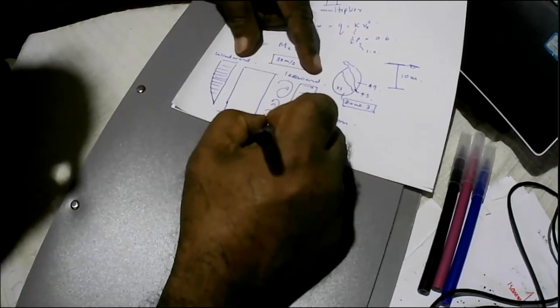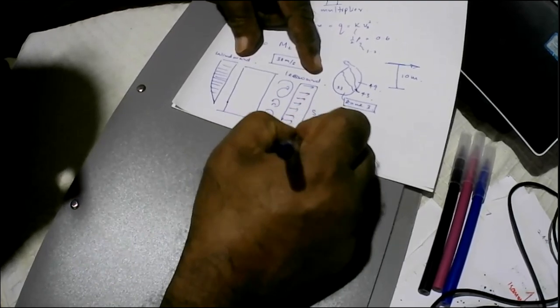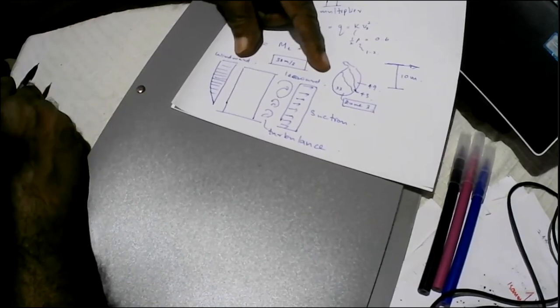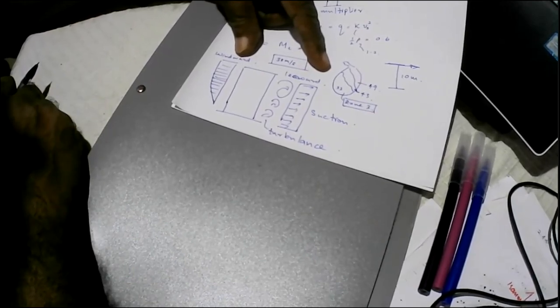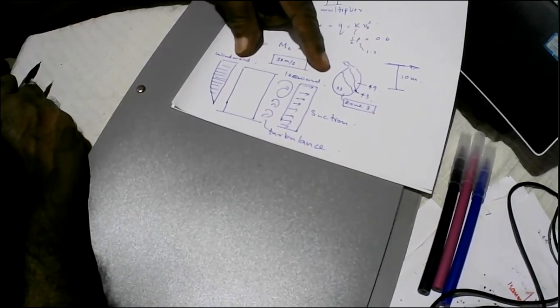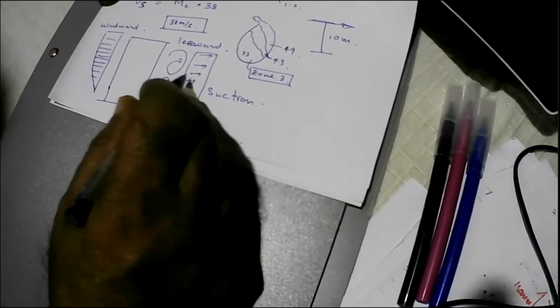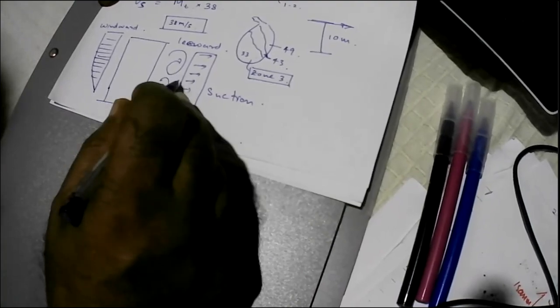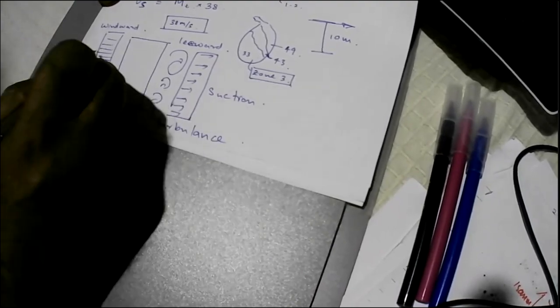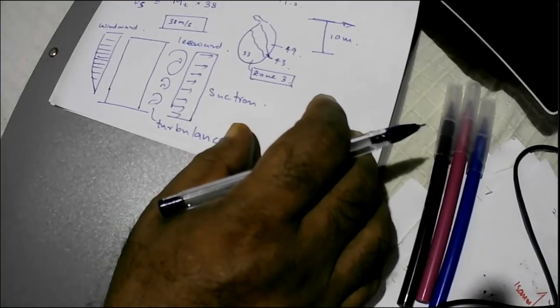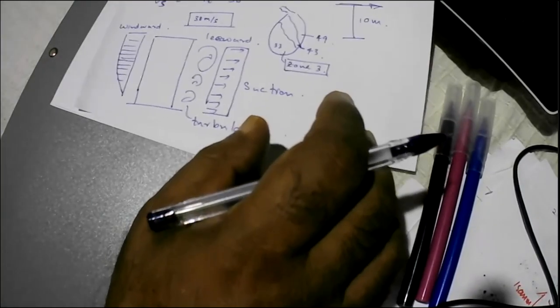And here you get turbulence. Due to the turbulence, you get uniform suction on the leeward side and a variable pressure on the windward side. So that is the basic situation with respect to wind.